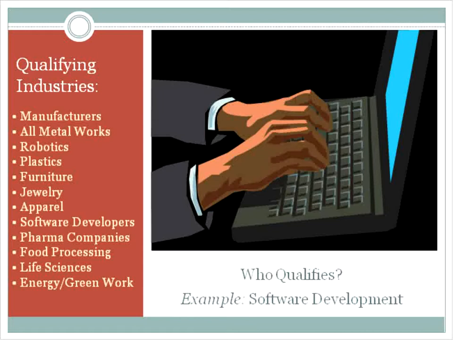In terms of industries that qualify, I've listed a good number of them. There's all kinds of manufacturers: metalworks, fabricators, robotics, plastics, furniture, jewelry, apparel. All of these kinds of manufacturers can take advantage of the credit. Also, it's a huge opportunity for software developers. Pharmaceutical companies, making drugs and lotions and so on. Food processing, where you're experimenting with recipes to come up with new foods. Work in the life sciences and energy work.